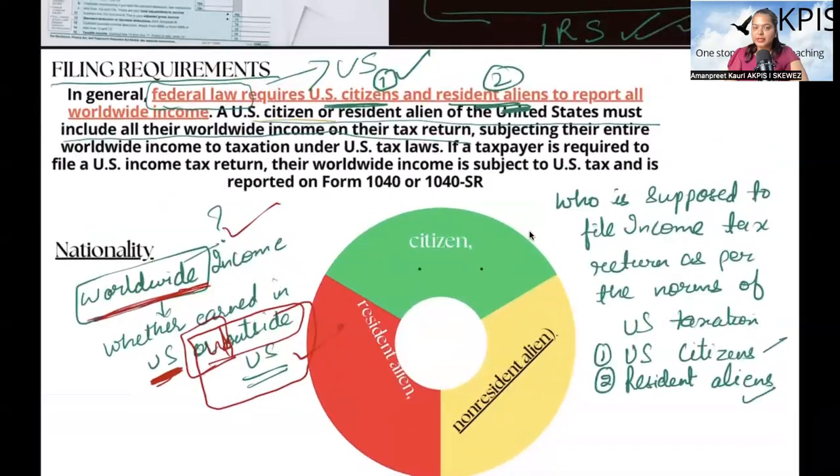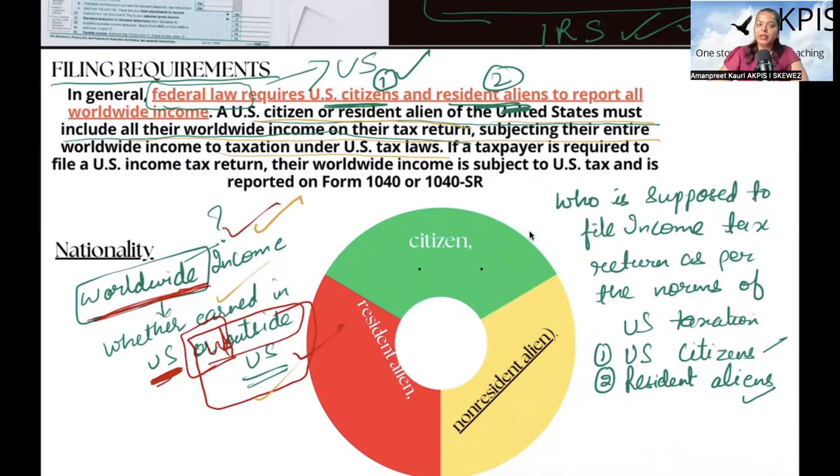So it says a US citizen or resident alien of the United States must include all their worldwide income on their tax return, subjecting their worldwide income to taxation under the US tax laws. So that means if you are a citizen, point number one. Secondly, even if you are not a US citizen, but you are referred to as a resident alien of America, even then, in both the situations, you are supposed to pay tax on your entire income, that is your worldwide income, whether earned in US or outside US.